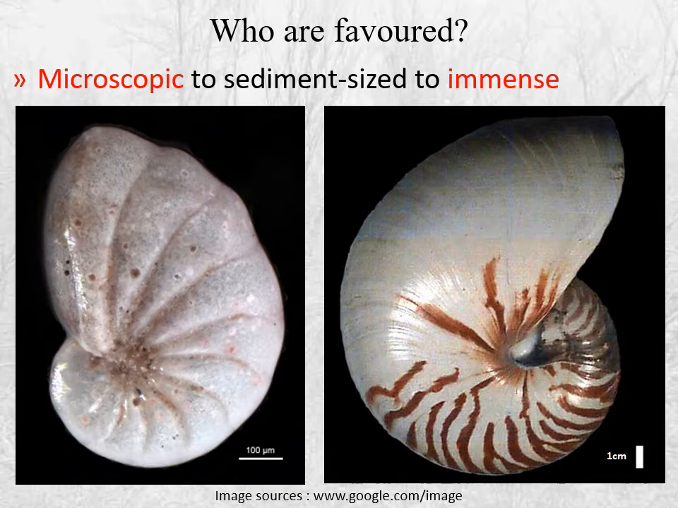Second, the size of the organisms. Here you can see two pictures of an organism. In the first picture, it may apparently seem that these two organisms are the same animal and of the same size, but look at the scale. Here it is 1 centimeter and here it is in micrometer scale.